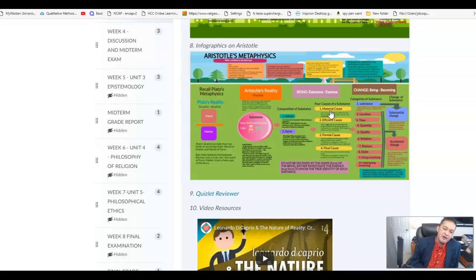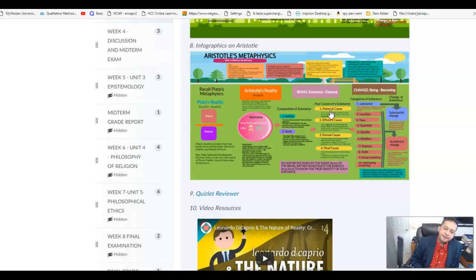And the final cause is the purpose. What is it for? Now, is the pen used for dining like a spoon? No, it's used for writing. A chair is for sitting. A table is where you put your things, used for dining, used for studying. So there is a purpose. A car is for me to drive so that I can move from point A to point B. So that's the final cause.